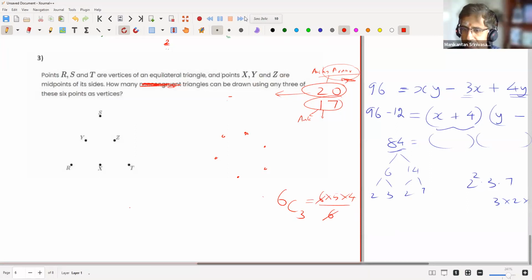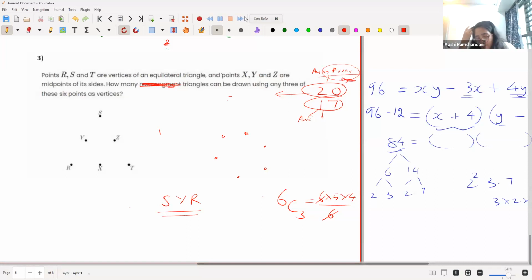Okay, all right. So 6 into 5 into 4 by 6, which is 20. So if there are 6 random points, then I can form 20 triangles. But in this case, I know for sure I cannot form a triangle using S, Y, and R, right? Because they lie on a straight line. So the answer has to be less than 20. Do you guys agree? You might have hand counted. I'm not denying it. But clearly you have double counted something. Ashi, do you agree with my logic?